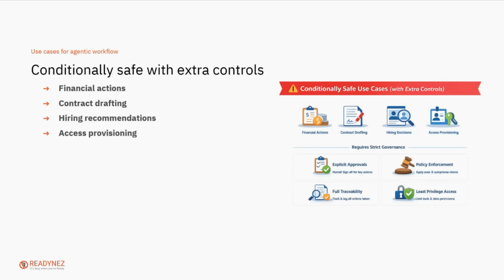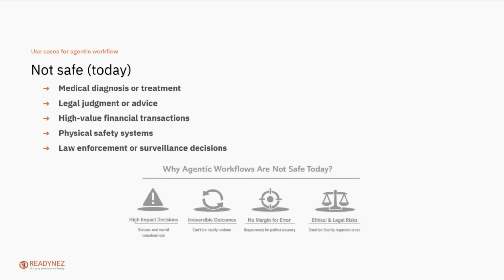What's not safe for agentic workflows are things where we could potentially have high impact or they're completely irreversible. Here are some examples. Not safe because they have high impact. You can't reverse. There's no margin for error. There are regulatory or ethical or legal risks involved.